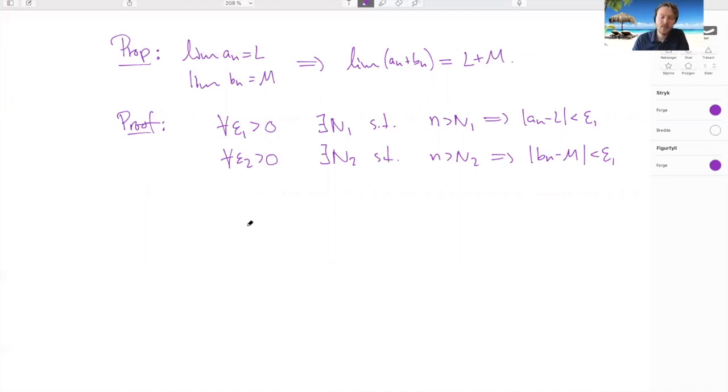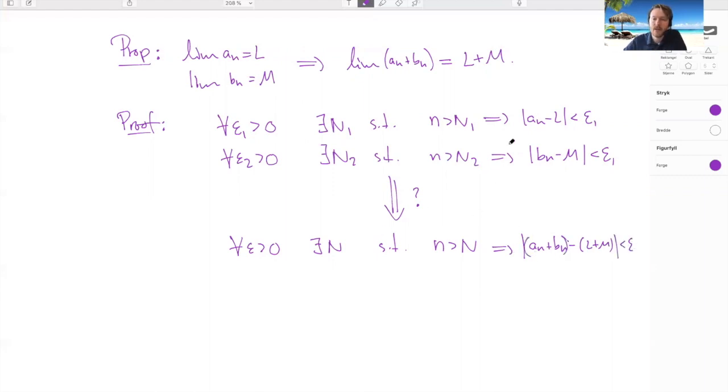So this we know. So the question is, does it follow from this that for every epsilon bigger than 0, there exists a capital N such that when n is bigger than this capital N, then we have |(a_n plus b_n) minus (L plus m)|, put the parentheses here as well, smaller than epsilon? So can we use this to prove that?